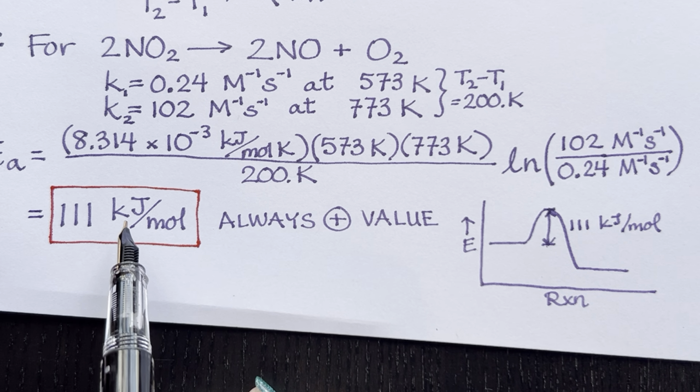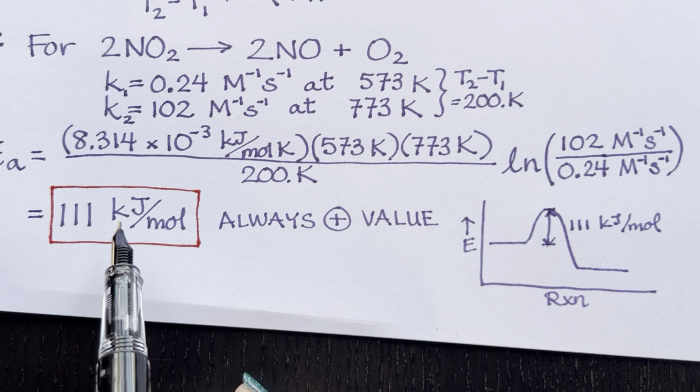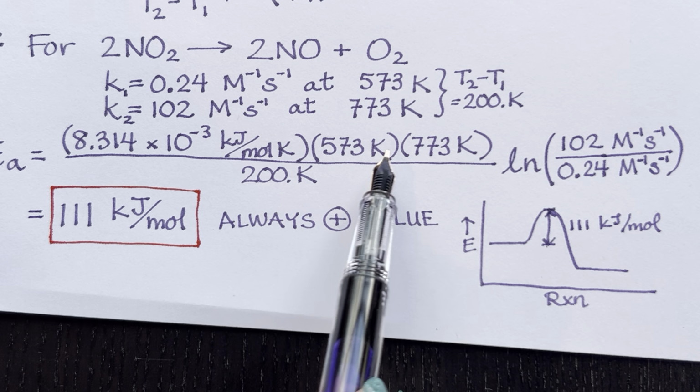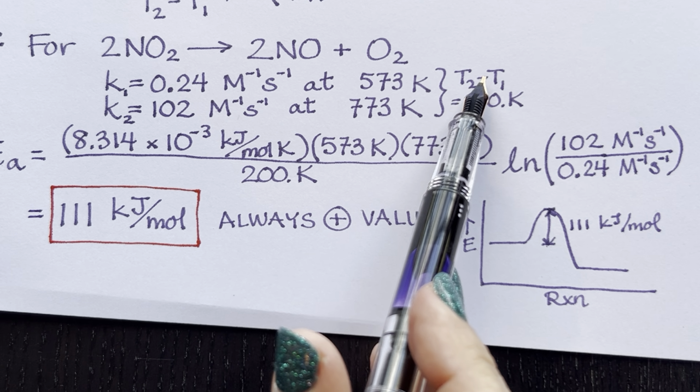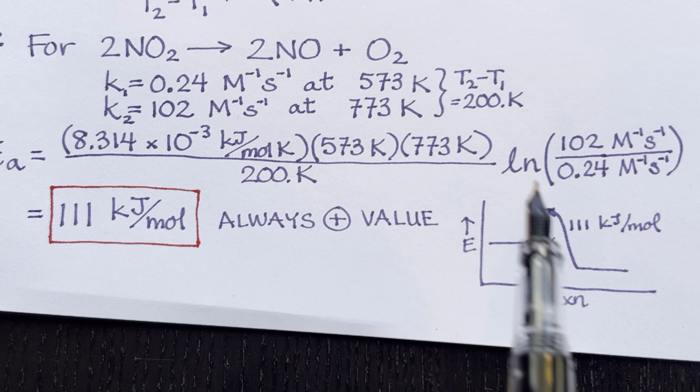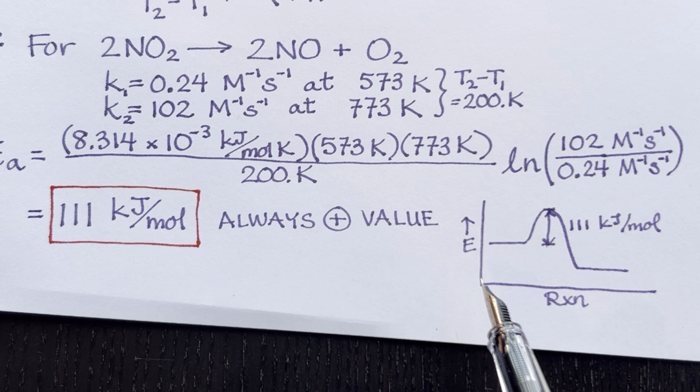So if you get a negative value, then you did something, probably with taking the difference between the temperatures or something like that. So that's something to watch for.